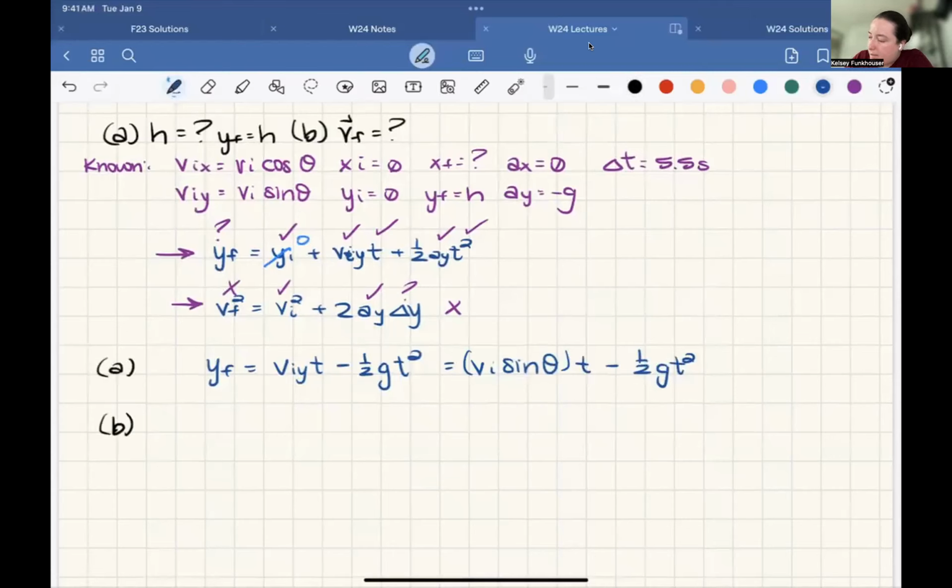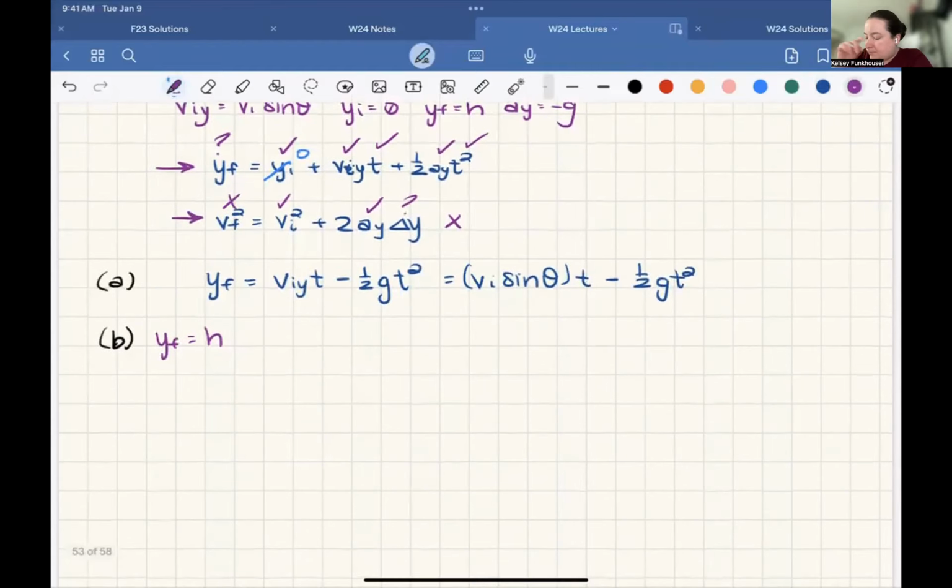we are going to assume that we found that y final value. So now we have some sort of value for h. Okay, and we want to find the final velocity, but we want to think about this as the vector of the final velocity. So that means we need to find it in the x and y direction.